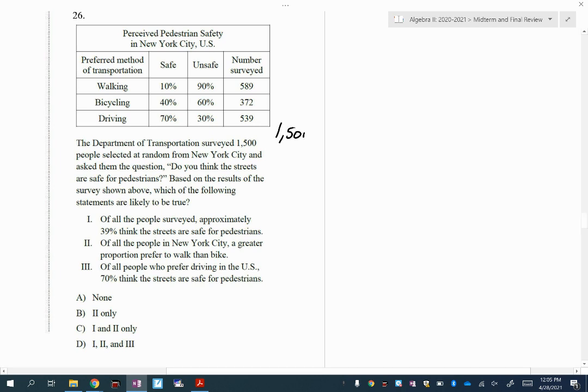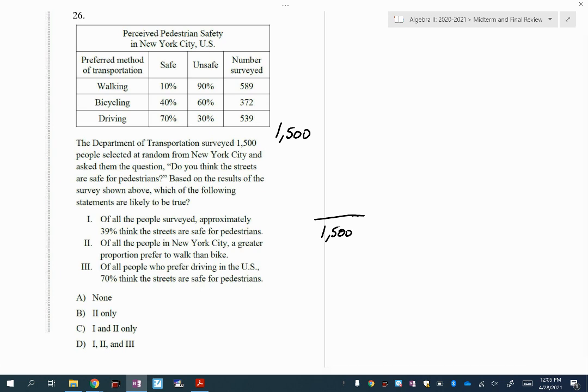So grand total, 1,500 people were selected at random from New York City and asked the question, do you think the streets are safe for pedestrians? Based on the results, which of the following statements are likely to be true? So of all people surveyed, so that's out of 1,500 people, approximately 39% think the streets are safe for pedestrians.